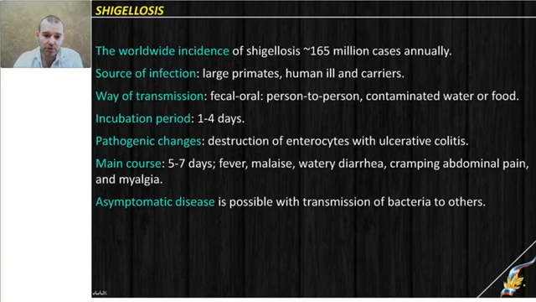The incubation period is short, not more than 4 days, and within the next week the subject will have common symptoms such as fever, malaise, and diarrhea. Usually shigellosis manifests with watery diarrhea, maybe with mucus but without blood, and cramping pain in the abdominal cavity. The key and pathognomonic changes in the intestine are destruction of enterocytes, with formation of ulcers and colitis in severe cases, especially when it is dysentery.